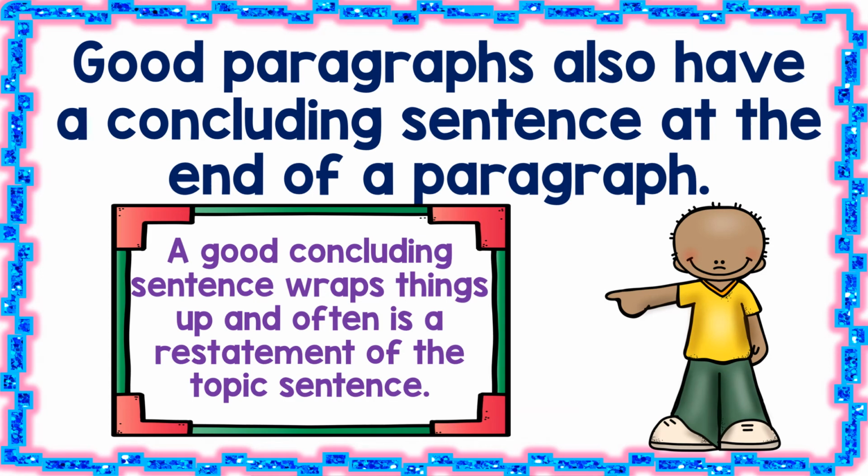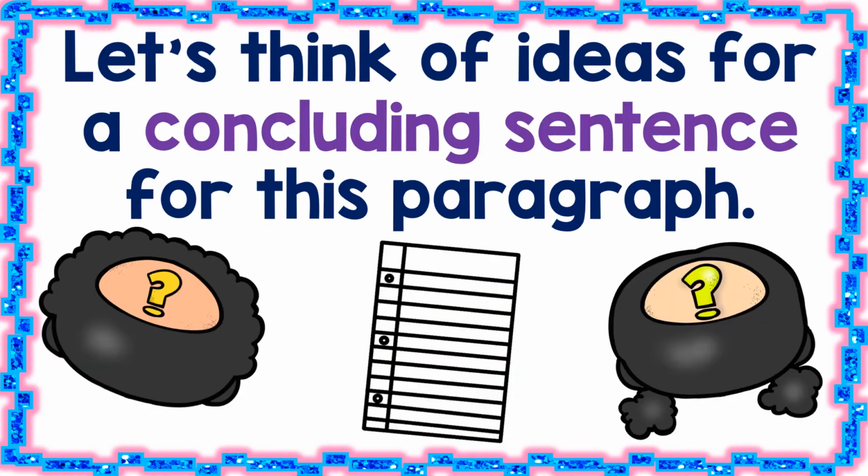Now, good paragraphs come with a concluding sentence. That concluding sentence wraps things up and often restates the topic. So that first sentence that we wrote, where we told the reader what they were going to be reading about, is where we repeat that topic sentence. We may change it a little bit, but that's our conclusion. Think of some good ideas for a concluding sentence for this paragraph. How can we retell the reader what the topic of our paragraph is one more time? Think of some now, and then we're going to add some to our paper on the next slide.